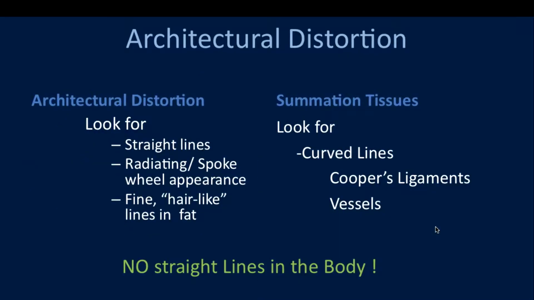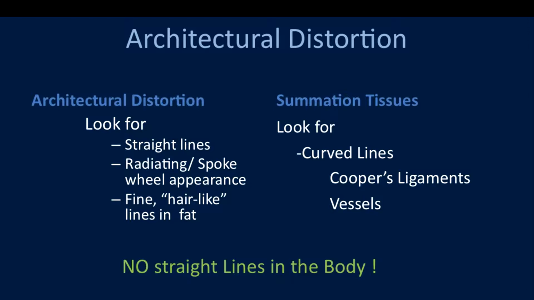So in contrast, if it's not architectural distortion, then what is it? It's summation tissues, just like what Kathy alluded to with the asymmetries. And the contrast is that it will have curved lines. So just think of what makes lines on a structure on a mammogram. The Cooper's ligaments, blood vessels, they're curved. So if you're interrogating a certain area, whether it's on tomo or on full field digital 2D, if you see crisscrossing of curved lines, you can say that this is summation tissues. Again, they're Cooper's ligaments. There are no straight lines in the body.